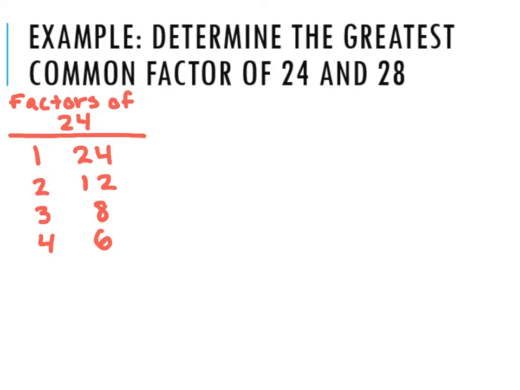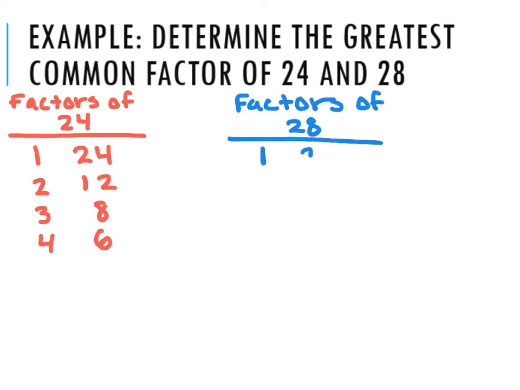Now for 28, I want to list all the factors of 28. So if I divide 28 by 1, I get 28. If I do 28 divided by 2, I would get 14. If I do 28 divided by 3, it gives me a decimal, so I don't include it. If I do 28 divided by 4, it would give me 7. And if I do 28 divided by 5, it gives me a decimal. And 28 divided by 6 gives me a decimal, and then I'm back to 7. You only want to include the numbers that give you whole numbers, and you can use your calculator to help you through this process.